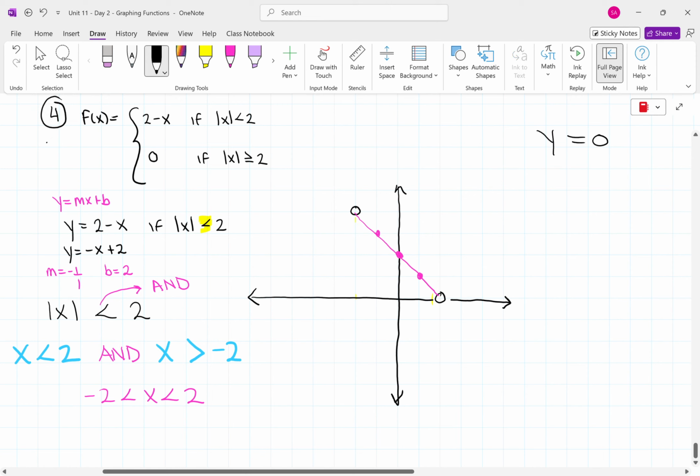Okay, so now I'm done with the first part. Second part. The second part is y equals 0.